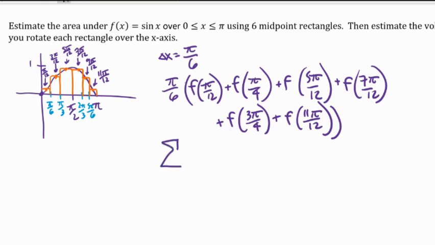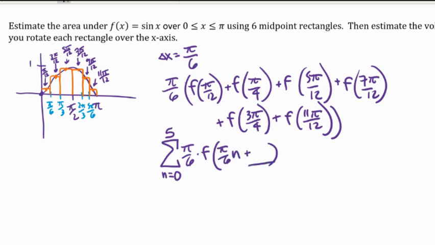So it's going to be sigma, so the sum of, and for midpoint rectangles, the easiest way to do this is to start with n equals 0. Kind of like left endpoint rectangles, but we're going to have to change where we begin. So n equals 0. And then because I have 6 midpoint rectangles, I'll be ending at 5 because I'm plugging in all the numbers from 0 to 5: 0, 1, 2, 3, 4, 5. That's a total of 6 numbers. My width is pi over 6. And then it's f of pi over 6 delta x times n plus.